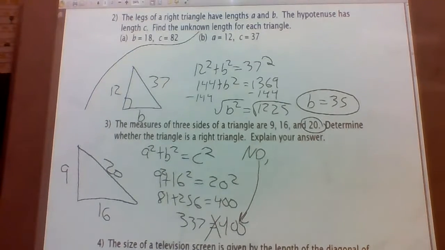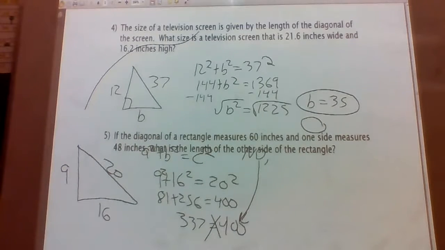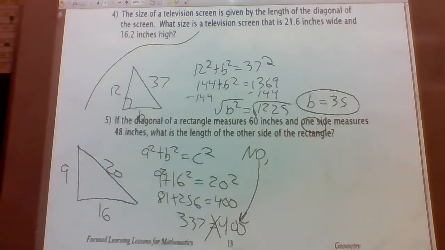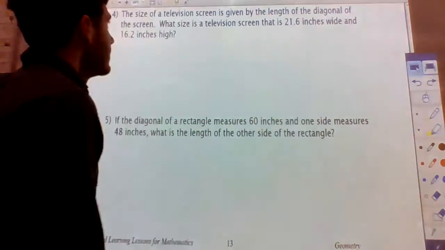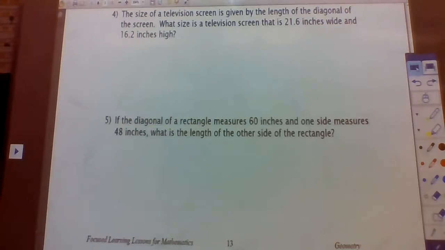Number 4. Okay, the size of a television screen is given by the length of the diagonal of the screen. What size is a television screen that is 21.6 inches wide and 16.2 inches high?